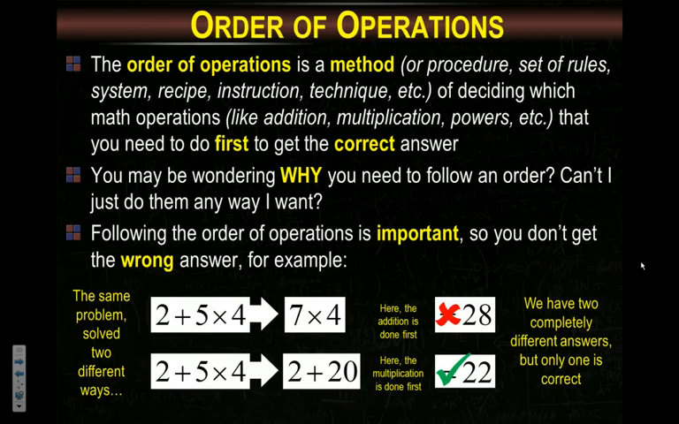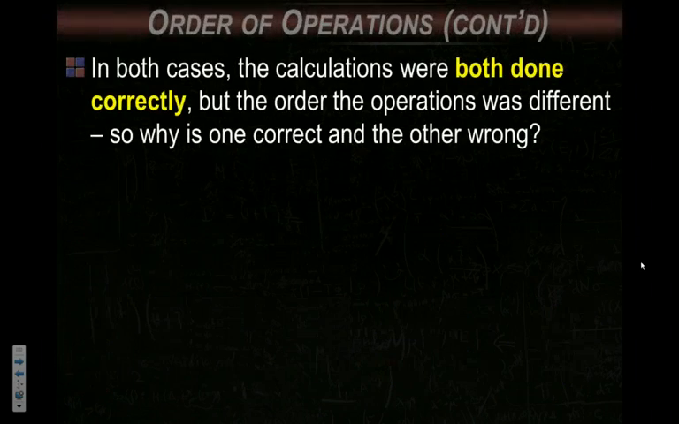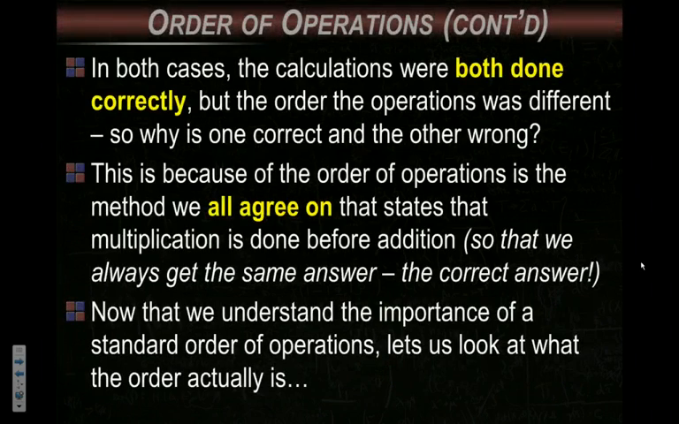22 is right and 28 is wrong. Why? Because they're following the order of operations. The order of operations are the rules in math to determine what you do first. Okay. We did them correctly. There was no addition or multiplication problems, but one was right and one was wrong because the order of operations is the rules we all agree on to make sure that, for example, multiplication is always done before addition and subtraction. It's just done that way, okay?